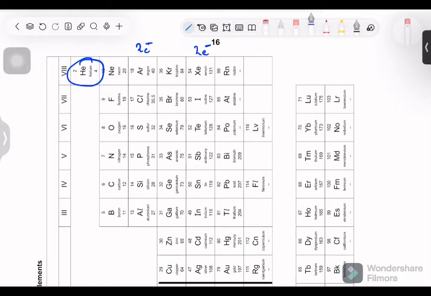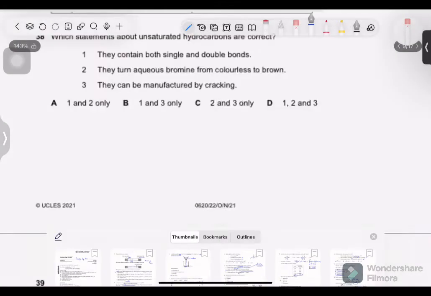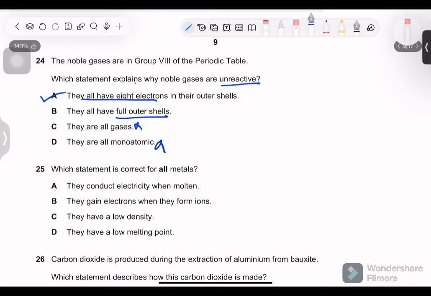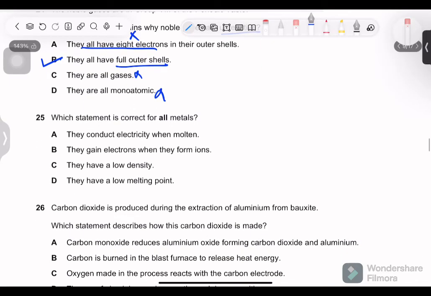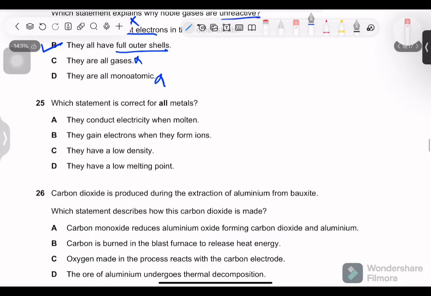So this is a good question. The helium has only 2 electrons, so it does not have 8 electrons, proving the statement incorrect. They all don't have 8 electrons. The correct way to say it is, they all have full outer shells. The shell which the helium electrons occupy is the first shell, which has a maximum capacity of 2 electrons. So B.